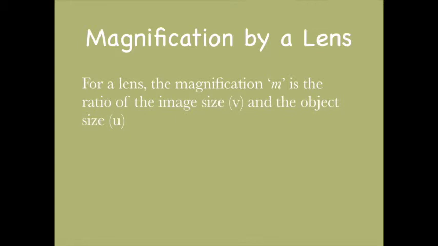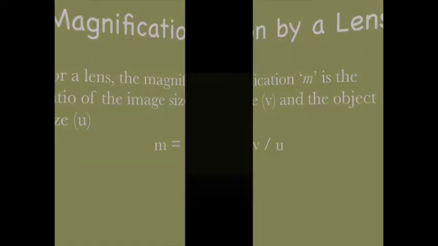So let's study about the magnification by a lens. For a lens, the magnification is given by the ratio of the image size and the object size, given by the formula m equal to v divided by u.